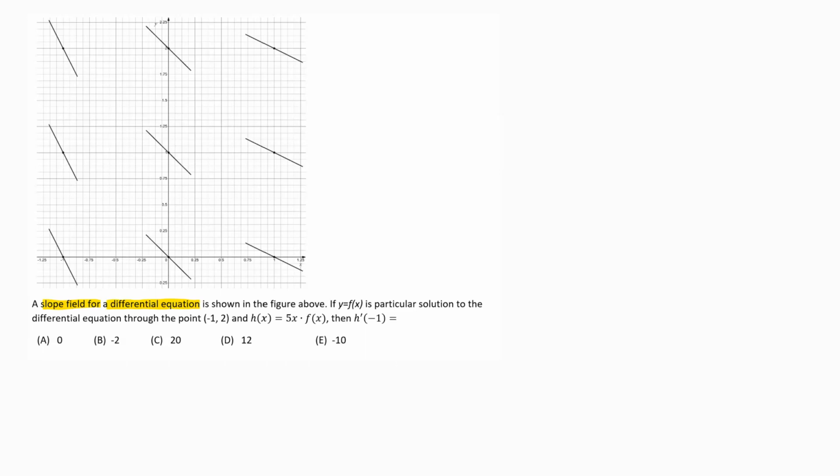In the second part of the sentence, it tells us that y equals f of x is the particular solution to this differential equation. And since it's the solution to it, what we know that we're looking at up above here, these are going to be our f prime of x. These are our slopes at those specific points. And so that's what our graph is up above. We are looking at our slope values for this f of x equation.